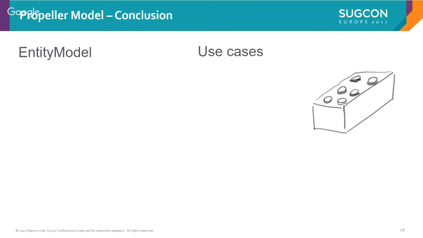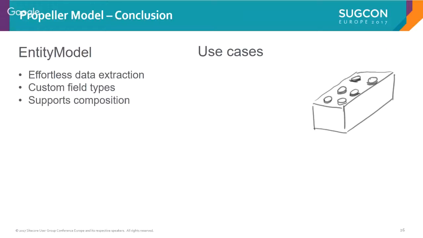So that concludes the entity model, and just a quick recap: it gives us effortless data extraction. It provides custom field types that are very easy to implement, and it supports composition, and it also provides very easy traversing down the object tree to grab whatever data we want or we need.